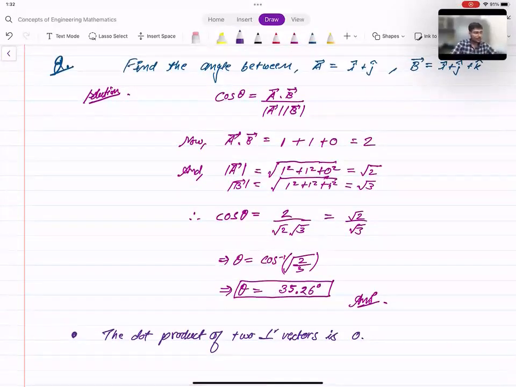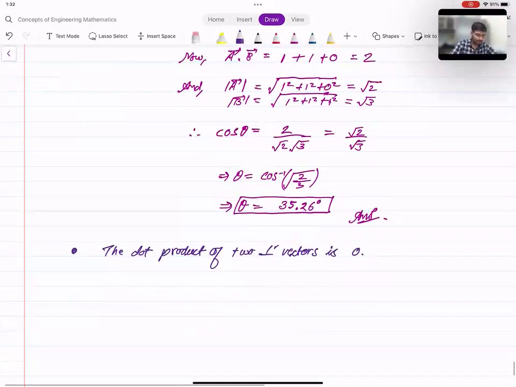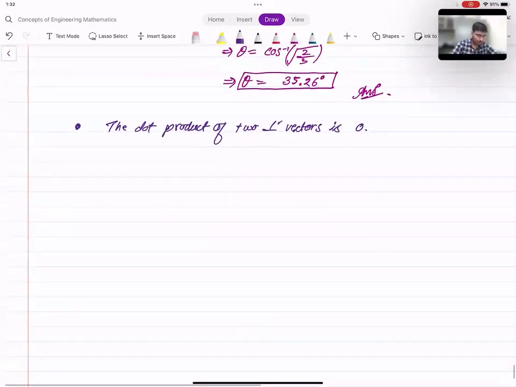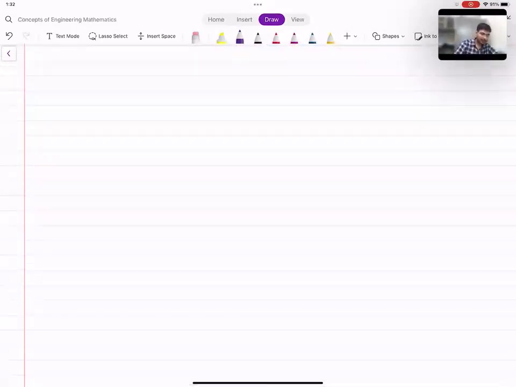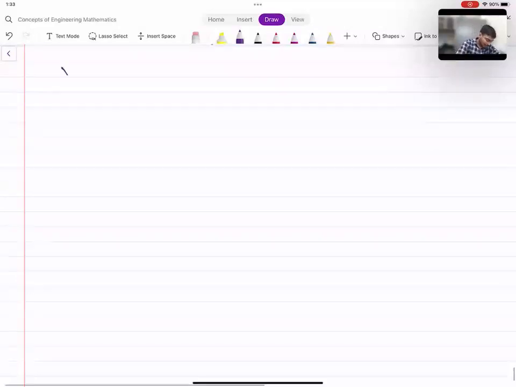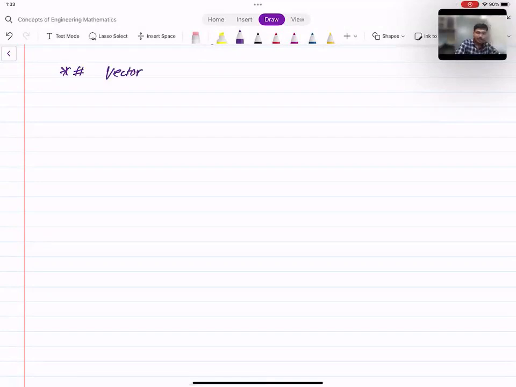So with this, let us now see about the vector product. We are over with the scalar product. Let us begin the vector or cross product, and we have seen that this is represented using a cross. So vector product or cross product.